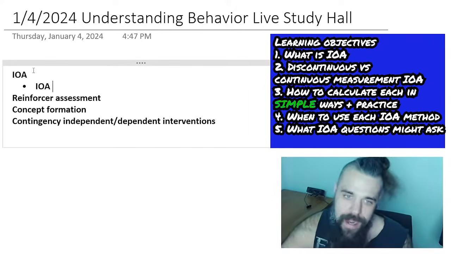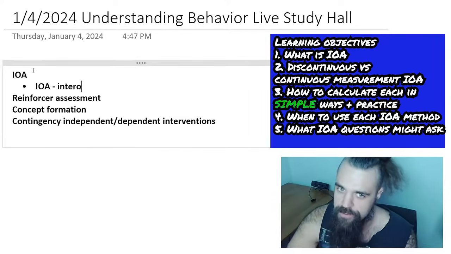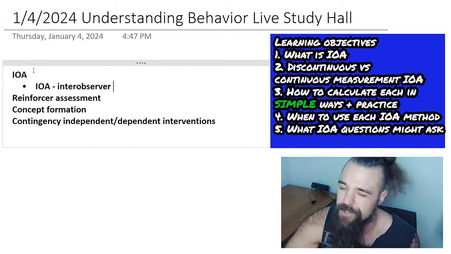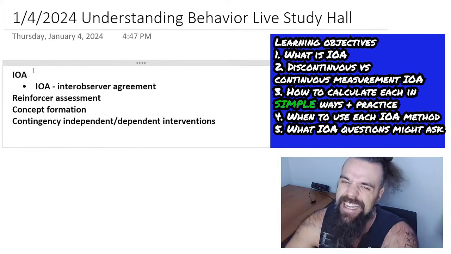So everybody hates IOA. It kind of deserves it. I feel like it. Yeah, IOA kind of deserves the hate. But anyway, let's go over it.